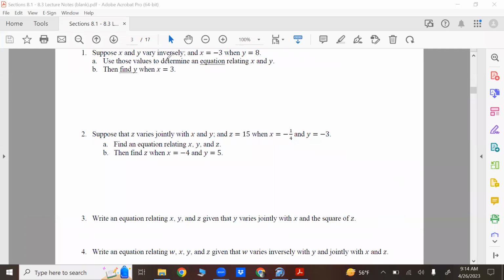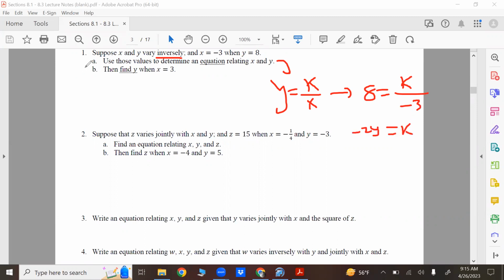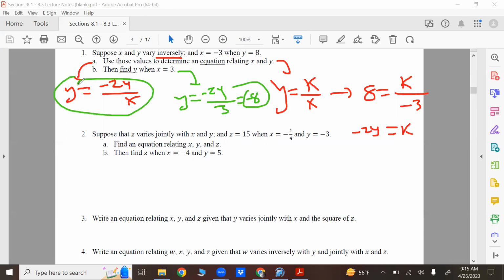You vary inversely. So give me the equation. Y equals what? K over X. And then substitute the stuff that you're given. What's K going to equal, guys? Perfect. So your equation for part A is Y equals negative 24 over X. Now let's look at part B. What's Y going to equal when X is 3? Boom, got it. So that's parts A and B.